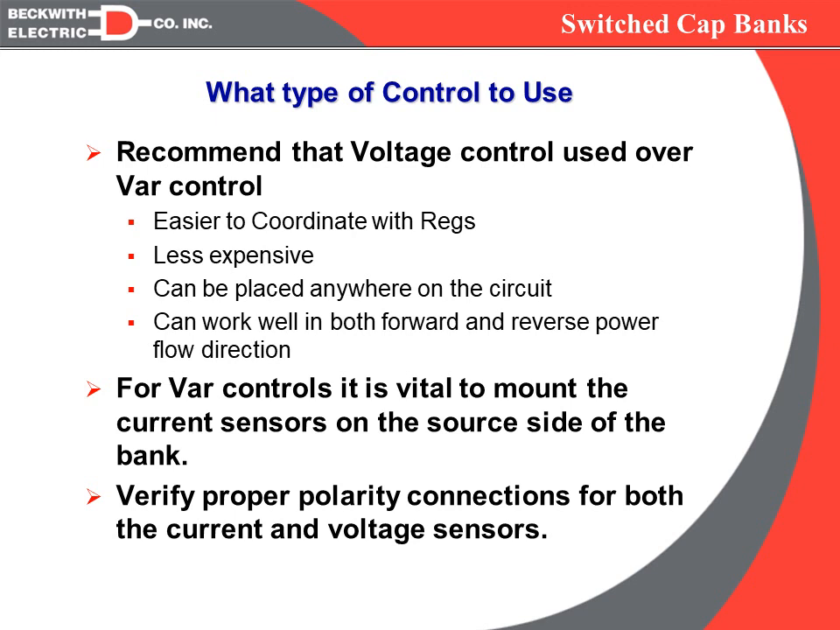With VAR controls or current controls, you've got to remember that the control's only going to measure what's flowing through at that point. So if you place the capacitor on a tap, we're only going to be measuring the current or the loading off of that tap instead of off of the entire circuit. But with voltage, we don't have that concern. Finally, a voltage control will work better in reverse power direction. We're going to talk about that in the last of our 3 parts of this session.